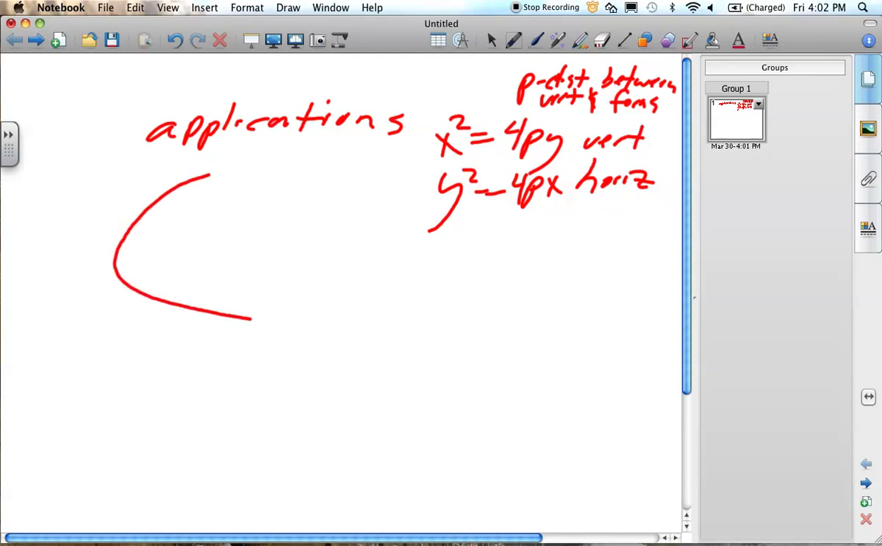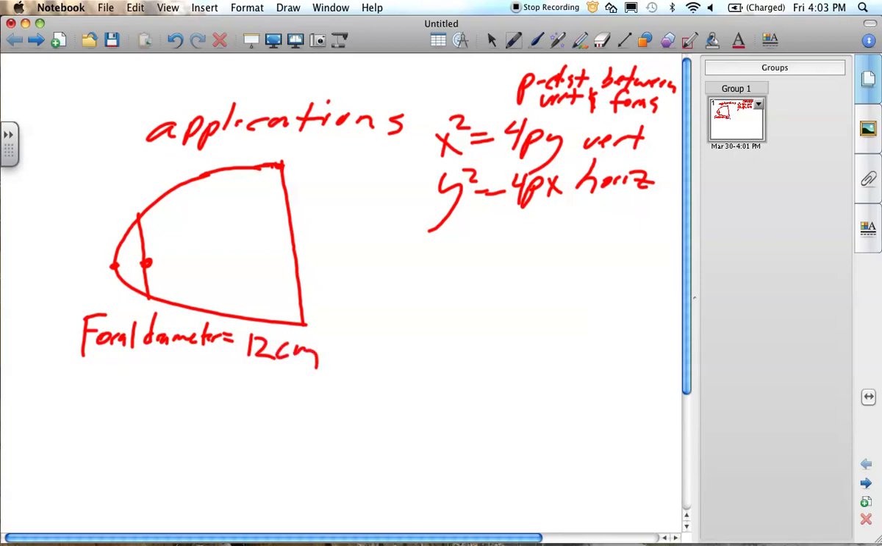All right, in this case, what I want to deal with is a headlight. It's opening out this way. Here's the glass. The bulb is placed at the focus. And what we know is that my focal diameter is 12 centimeters, which is from here to here.